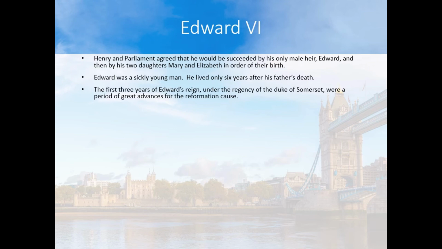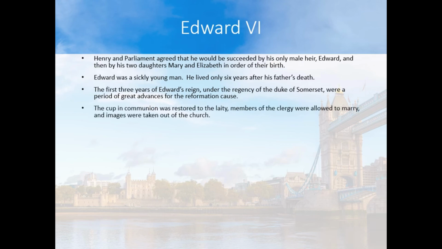The first 3 years of Edward's reign under the regency of the Duke of Somerset were a period of great advances for the Reformation cause. So this Duke of Somerset, he was very, very much into the reform, and he's helping guide young Edward. Edward's not quite old enough to be able to handle things on his own, and he's going to help really push the Reformation. So they got a good 3 years of that.